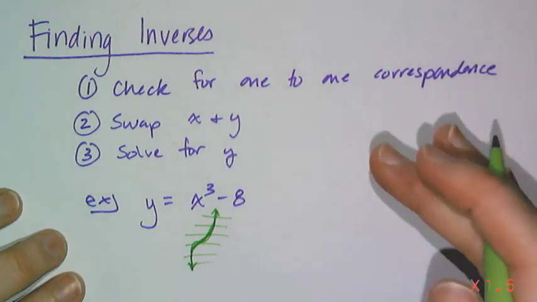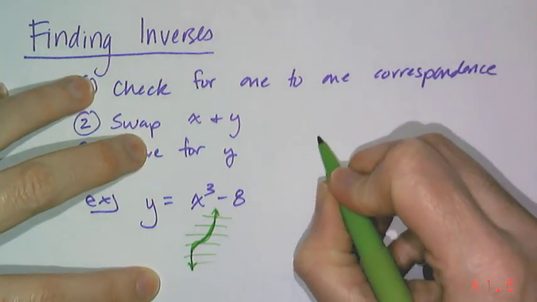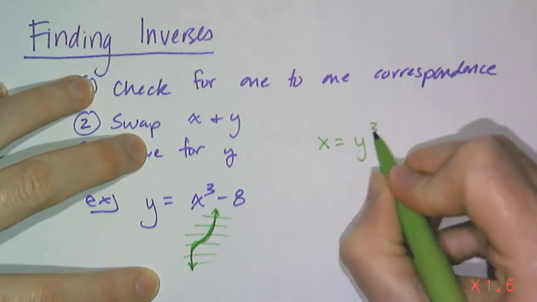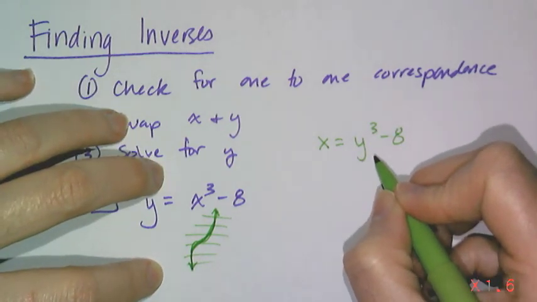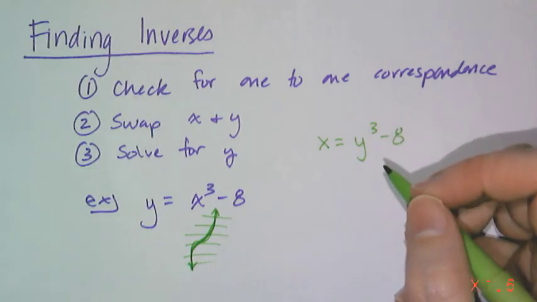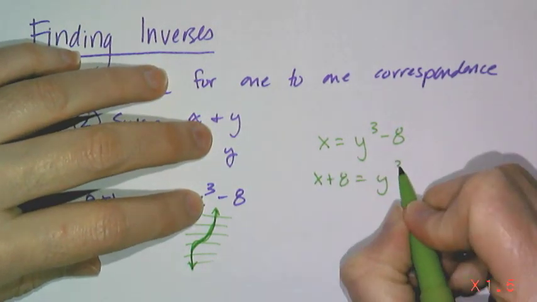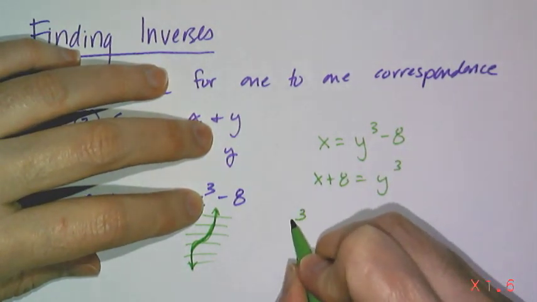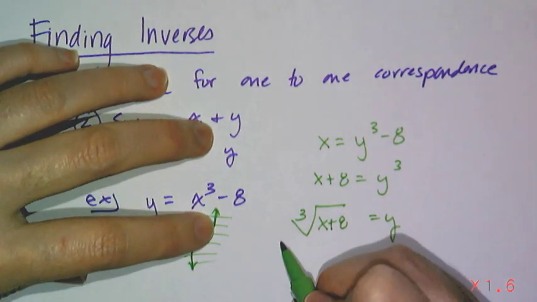And so now I can find its inverse by swapping x and y. And so I get x equals y cubed minus 8. And solving for y now is going to undo whatever was done to that x and give me my inverse, which is the whole point of the inverse. It undoes, right? So I'm going to add 8 to both sides. And then I'm going to cube root. So I have the cube root of x plus 8 equals y. And that is my inverse.